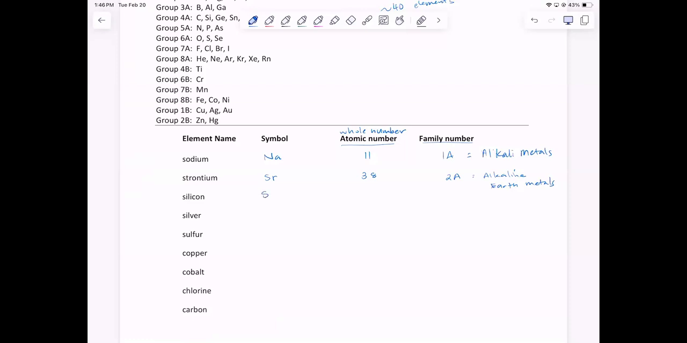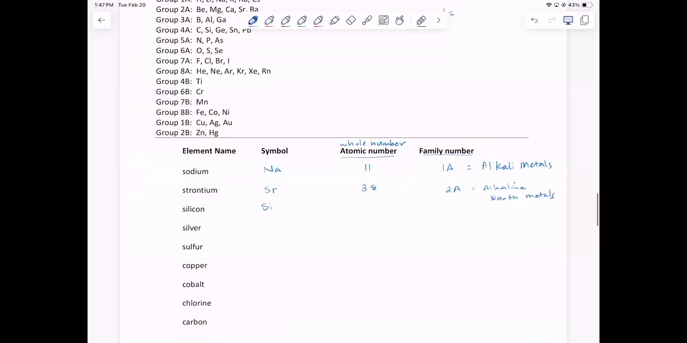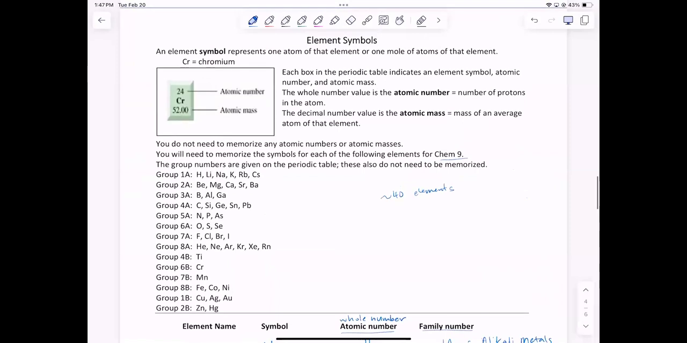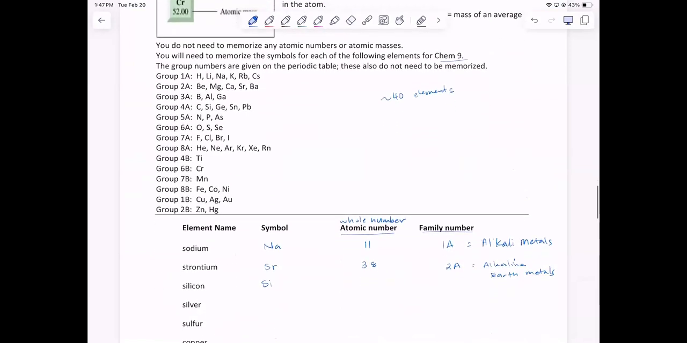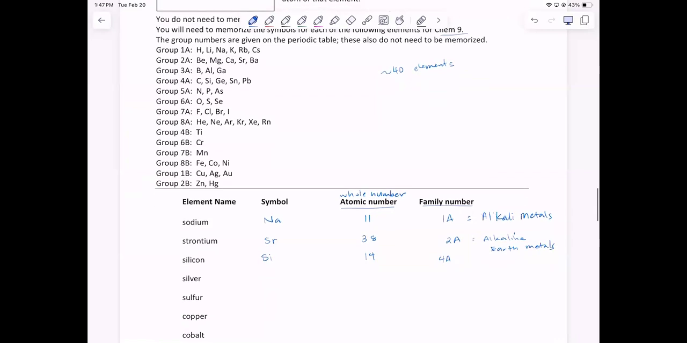Okay, silicon is the element symbol Si. I should also add that the first letter is always uppercase and the second letter is always lowercase. So you're never going to have two uppercase letters. And notice that about all these element symbols. If you have only one letter, it's only one uppercase letter. Okay. So silicon is atomic number 14, and this is in family 4A, which does not have a name.